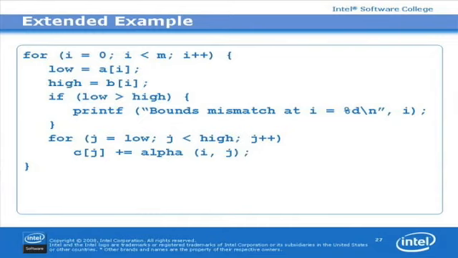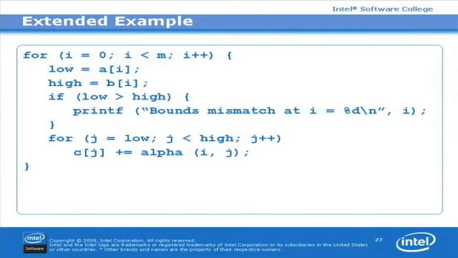Now we have an extended example. Here I have a nested for loop. The outer loop is the for I loop that computes a value from low and high by taking corresponding elements from the A and B vectors. It checks the values of low and high, and if low is greater than high, it prints out a message that says there's a bounds mismatch and prints out the I iteration value so that we can tell where those bounds were mismatched. After that, we execute the nested for loop, which updates elements of the C array based on the J variable, which is the loop iterator. In this case, they call the function alpha with I and J as the parameters.